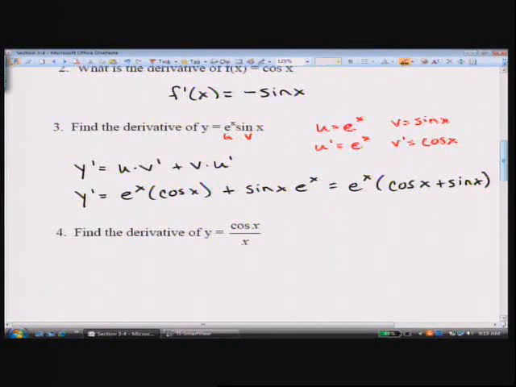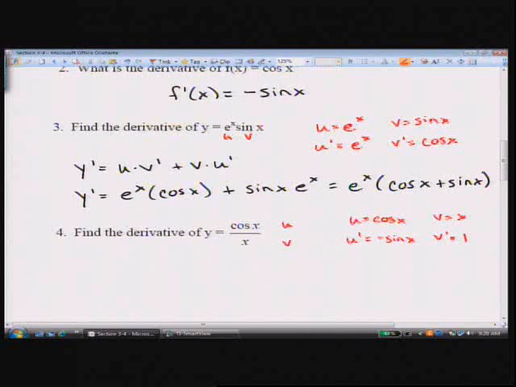Now, on the next problem, you are going to have to use, not the product rule, but the quotient rule, where this is your u and this is your v. So u equals cosine x. U prime is equal to negative sine x. V equals x. What's v prime? 1. Good.